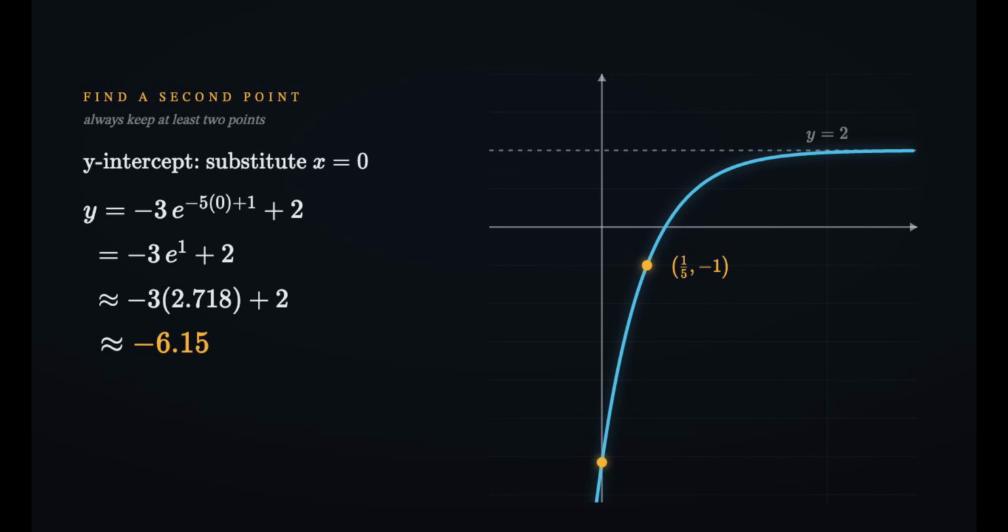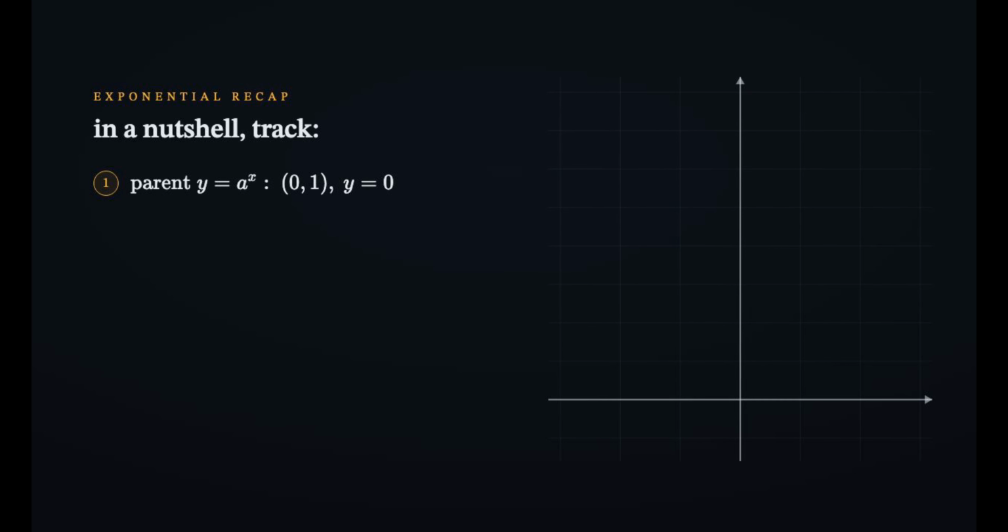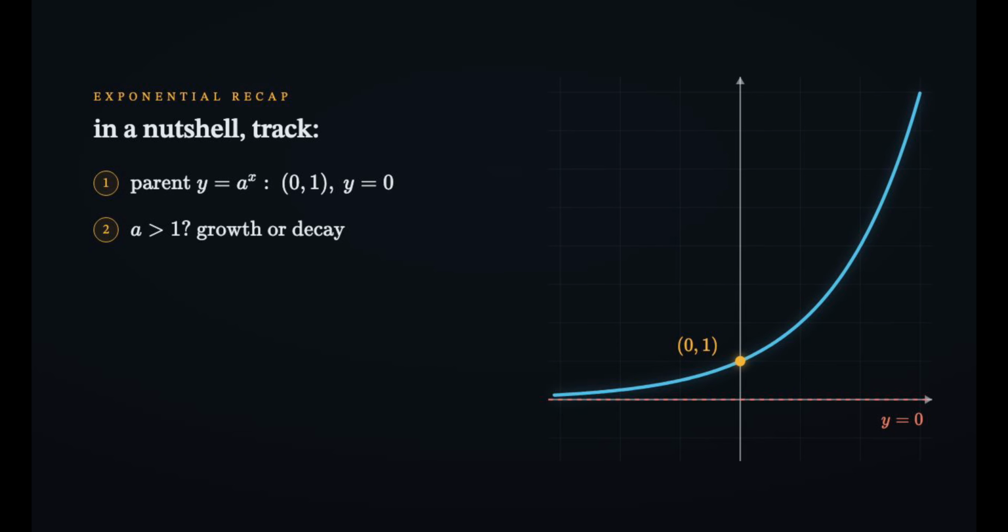So the y-intercept is about 0 - 6.15. Alright, let's label it. Lovely. Done. So in a nutshell, when graphing exponentials in transformation form, track: 1. Look at the parent function y equals a to the x and plot the y-intercept 0, 1 and the horizontal asymptote y equals 0. 2. Decide if a is bigger than 1 and draw the growth or decay curve. 3. Apply all transformations. 4. Make sure you have at least 2 points.